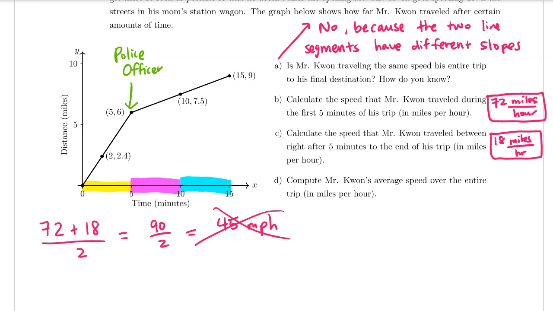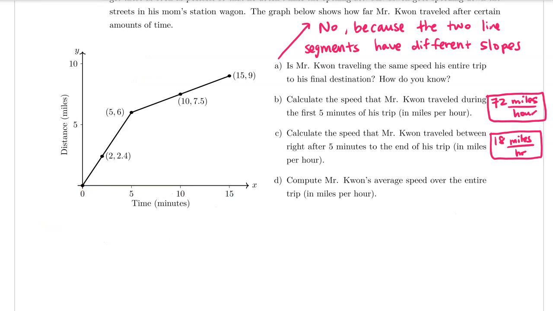Also, just really quickly, hopefully you realize that this graph is not very realistic. It says that for the first 5 minutes, during the entire trip for the first 5 minutes, I'm traveling 72 miles per hour. And then for the last 10 minutes, for that entire 10 minutes, I'm traveling at exactly 18 miles per hour, which is very unrealistic. So just a quick side note, if we were graphing this, here's my y-axis, here's my x-axis, a much more realistic graph would look something like this, where it's not comprised of two straight line segments.